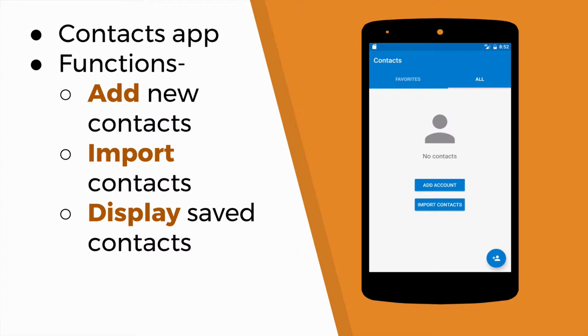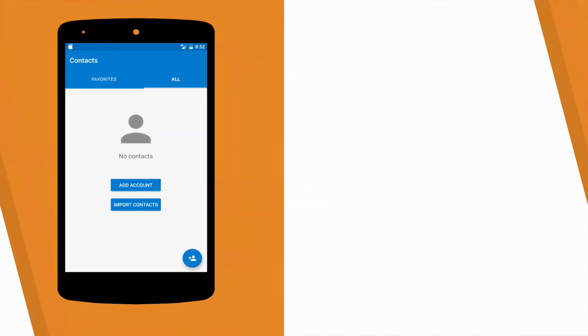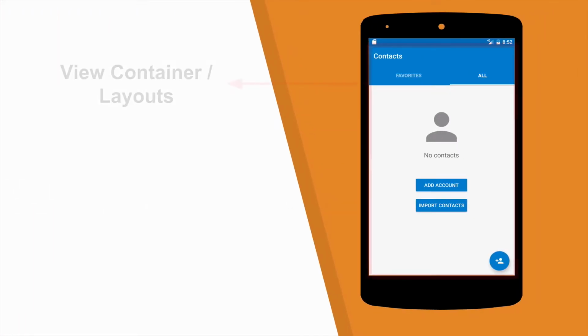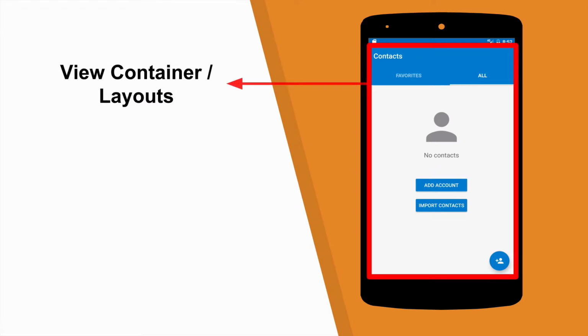This screen currently visible to us has an activity behind it. Let's call that activity the contacts activity for understanding the concept of activities. This contacts activity goes ahead and creates the view visible to us right now. This view contains a view container or layout which determines the positions of all the view objects inside it.